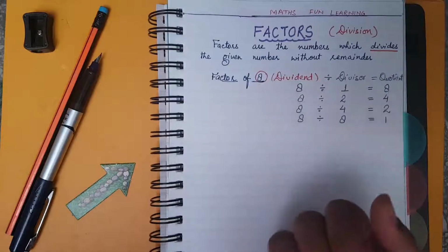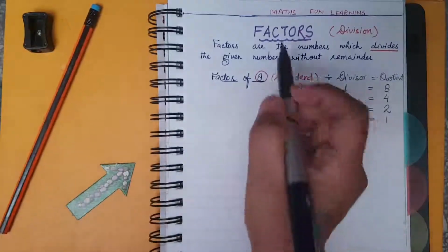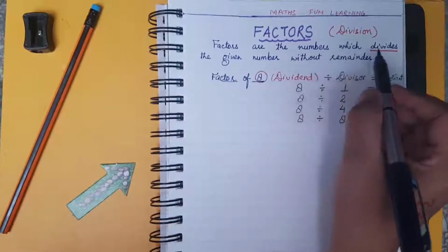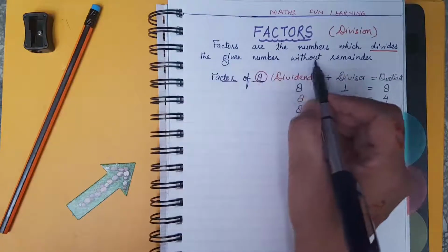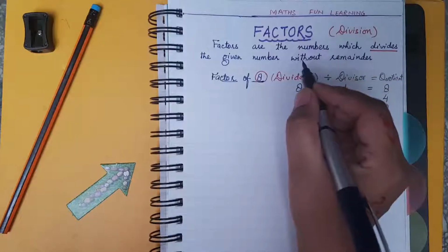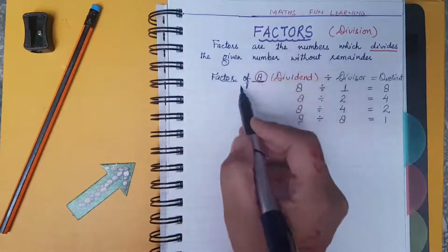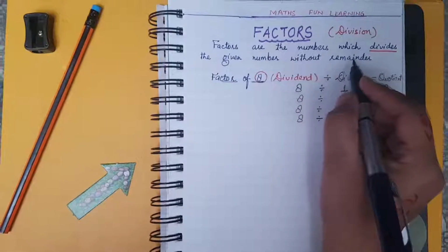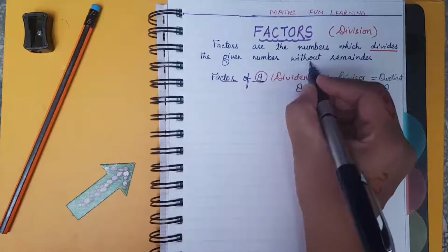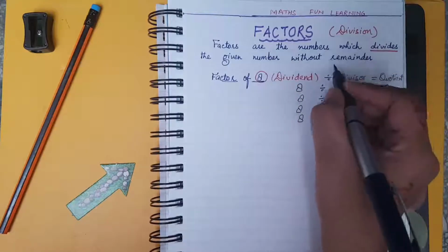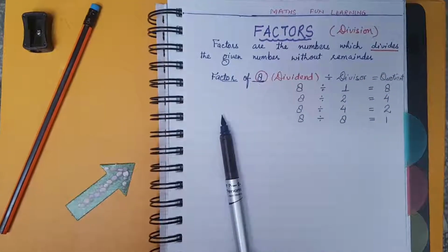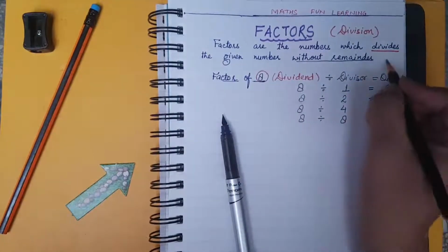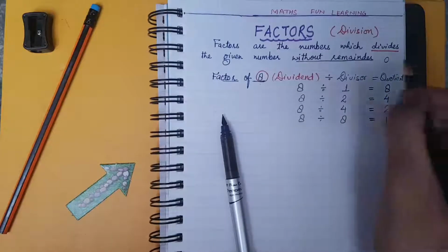So let's first understand the definition of factors. Factors are the numbers which divide the given number without remainder. So here, if we are going to divide to find out the factors, you can see there should be no remainder. Remainder should be 0. I'll write here: remainder should be 0.